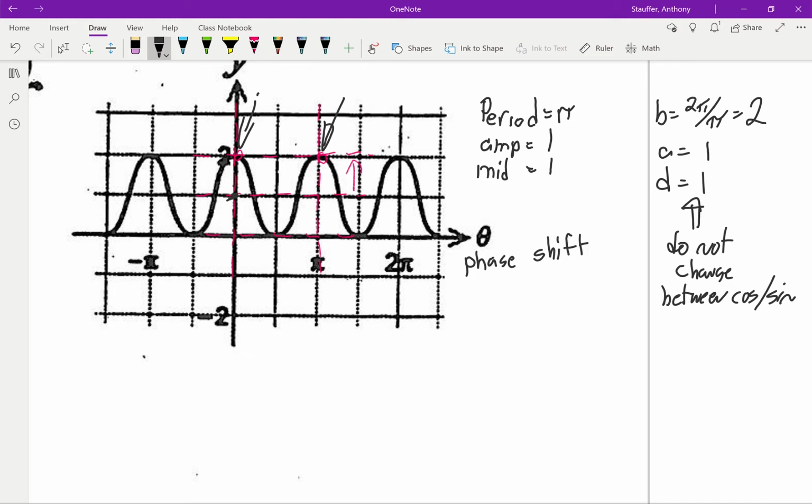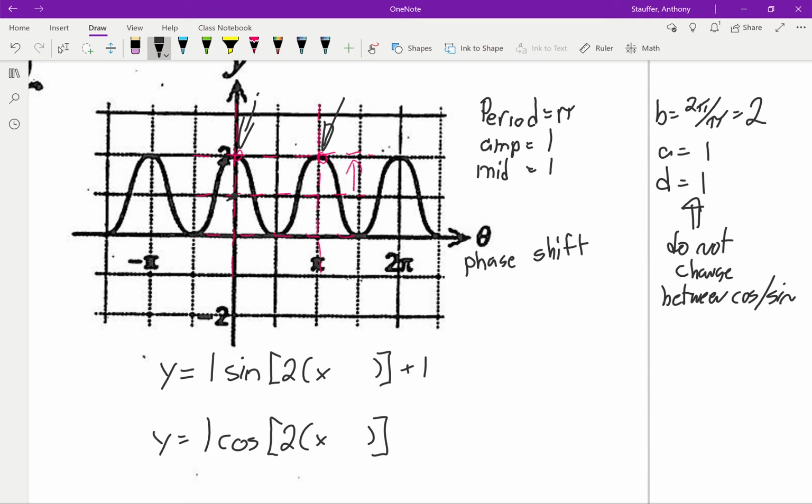So what I get is my basic structure here, where y equals and y equals. I'm going to have a, which is 1, sine, and then my b value is 2 bracket x, and I'm ignoring the c value right now, and then it'll be plus 1. And for my cos, it will be the exact same. So what we get is my base sine and my base cos right here.